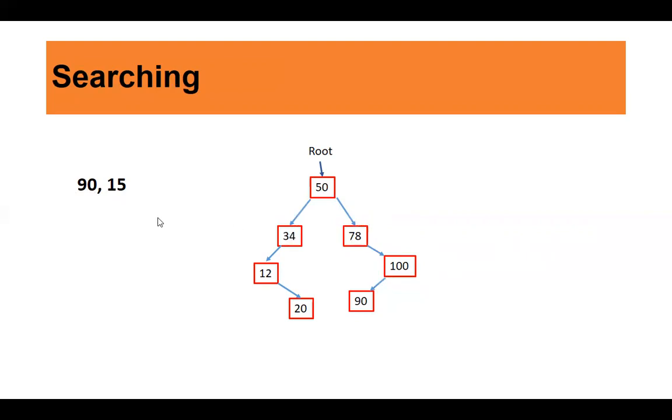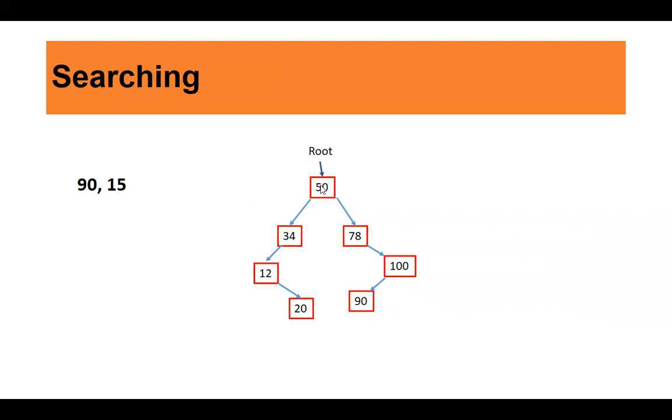Now it is 100. Compare 100 with 90. 90 is less than 100, so you go to its left side, and the key is found. Fine, the key is found. Now next, if you want to search for the key 15, again start searching with the root.